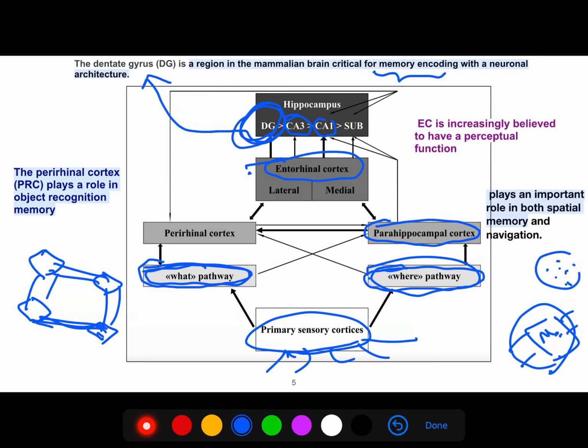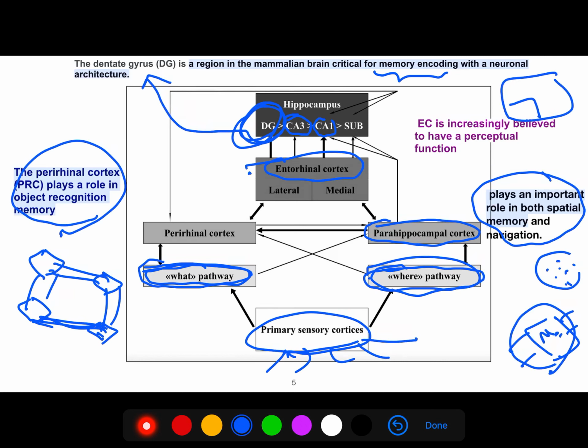And the perirhinal cortex is for object recognition memory, but the parahippocampal cortex is for memory and navigation. And you know those experiments that they have done on mouse, for example, where the mouse is, and depending on just one cue, the mouse understands the rest of it.